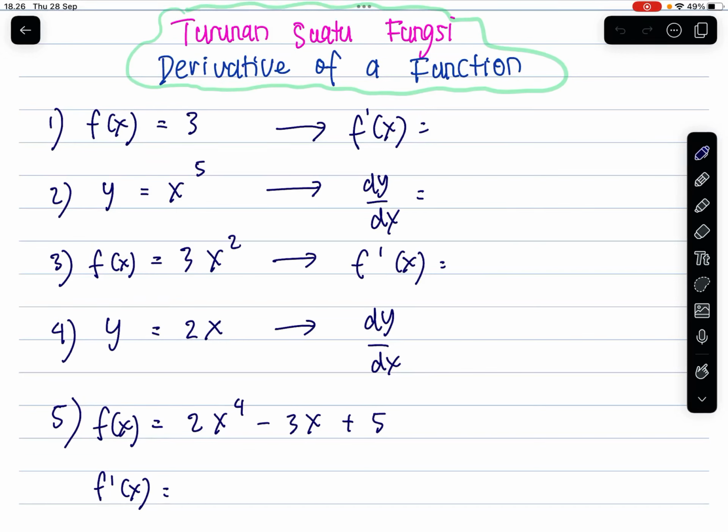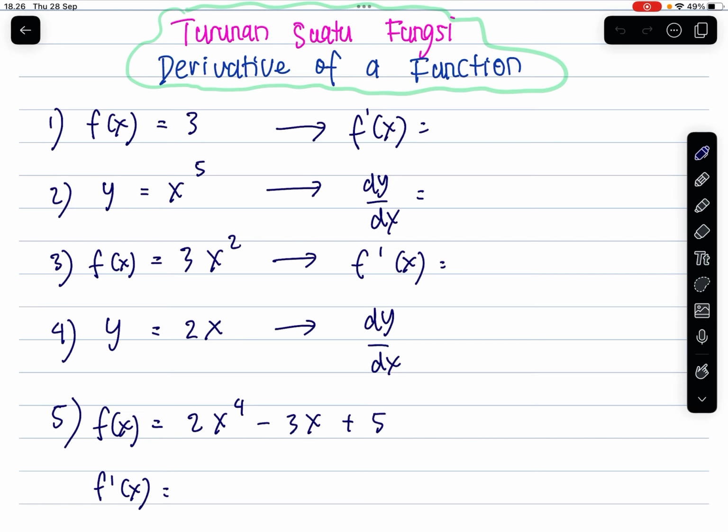Halo, di video ini kita akan membahas turunan dari suatu fungsi atau the derivative of a function. Saya akan menggunakan mix bahasa Indonesia dan bahasa Inggris agar kita bisa belajar both English and mathematics together. Okay, let's start with number 1.